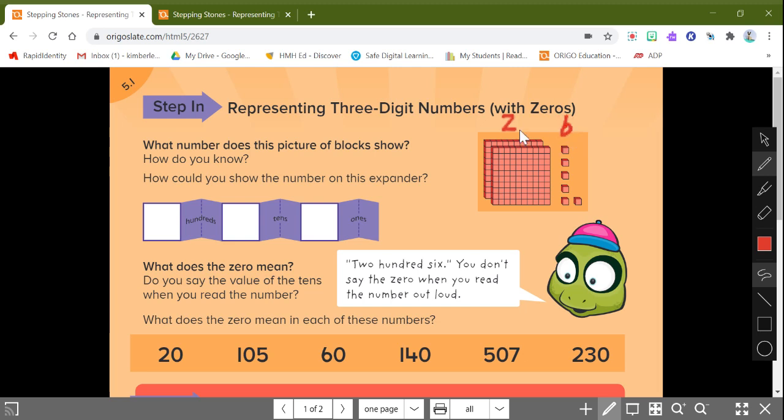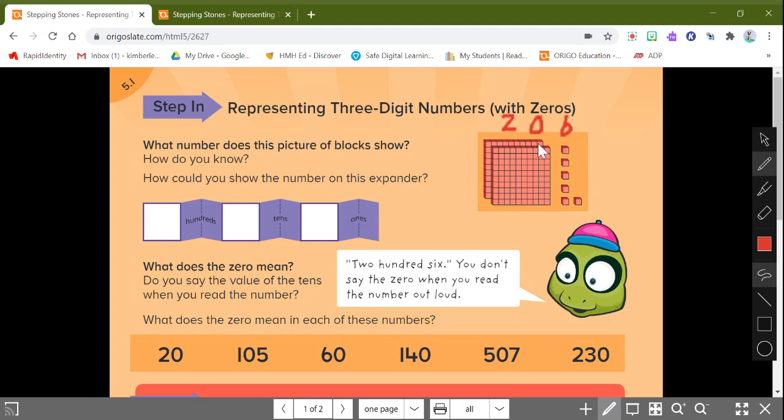So if I look at the top up here, it looks like my answer would be 26, but I know this is the number 2 and it's for 200s. So I don't see any 10s, so I'm going to put a 0 in the middle for 0 10s. Okay, so what number does this picture block show? It shows 206.